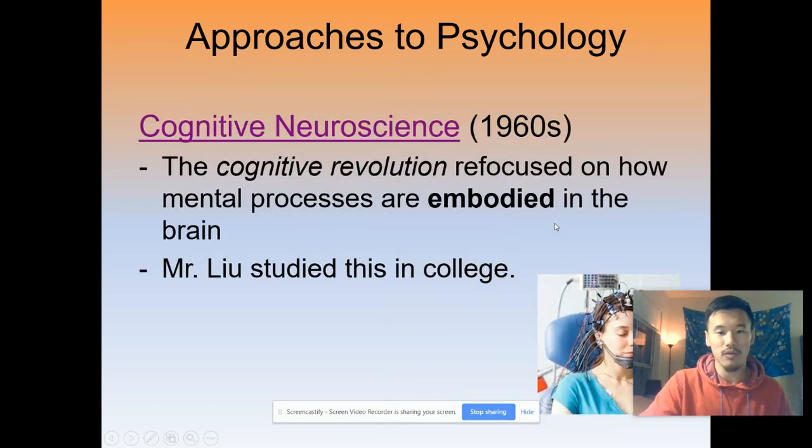Now we move into cognitive neuroscience. The cognitive revolution refocused on how mental processes are embodied in the brain. Now, what that means is, and we talked about this in our last unit on cognition, how is memory stored in the brain? Well, it's stored in the neural connections between the hippocampus and the prefrontal cortex and the amygdala.